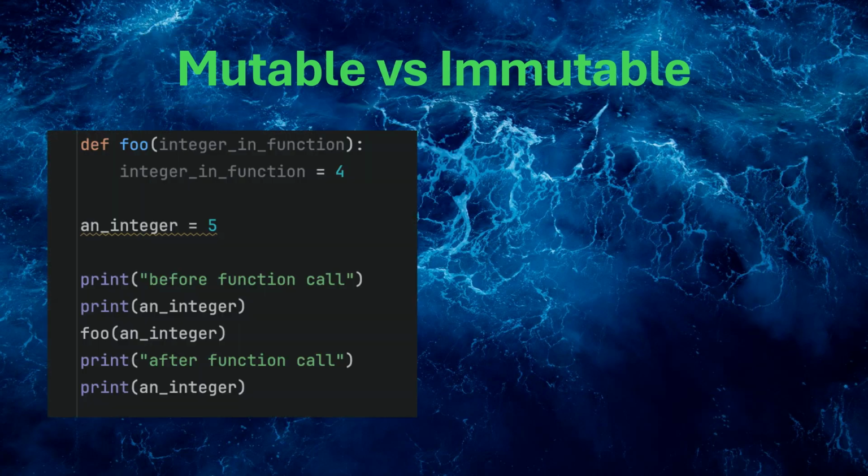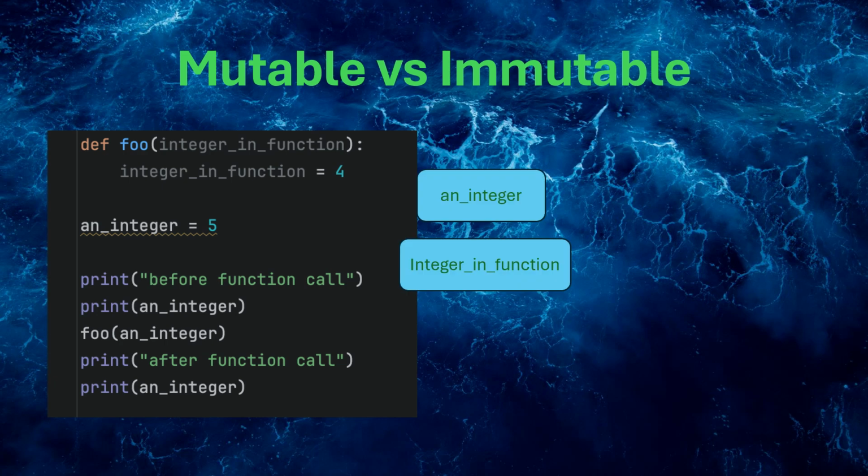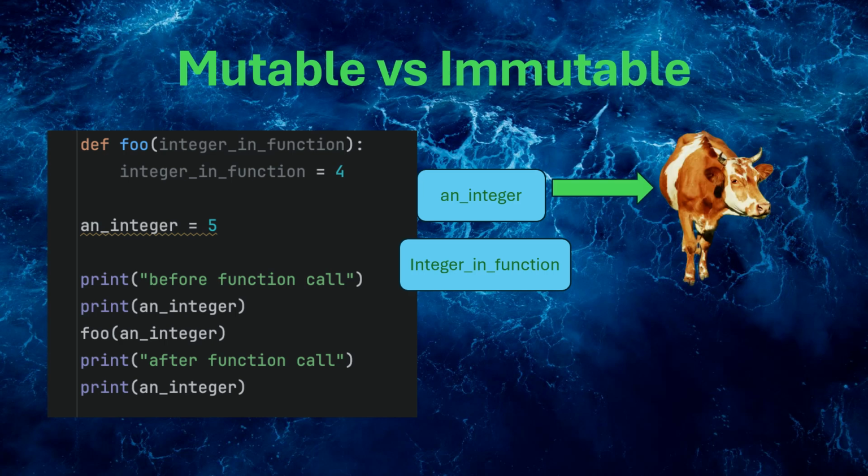Now, how does it look in code? Here we have an example for the immutable type. You can see our 2 variables: an integer, which is in the normal scope, and then the integer in function, which is inside the function. Now if you have Carla again, you can see the integer points to Carla. And if we pass this into the function by calling it, the integer in function also points to Carla.